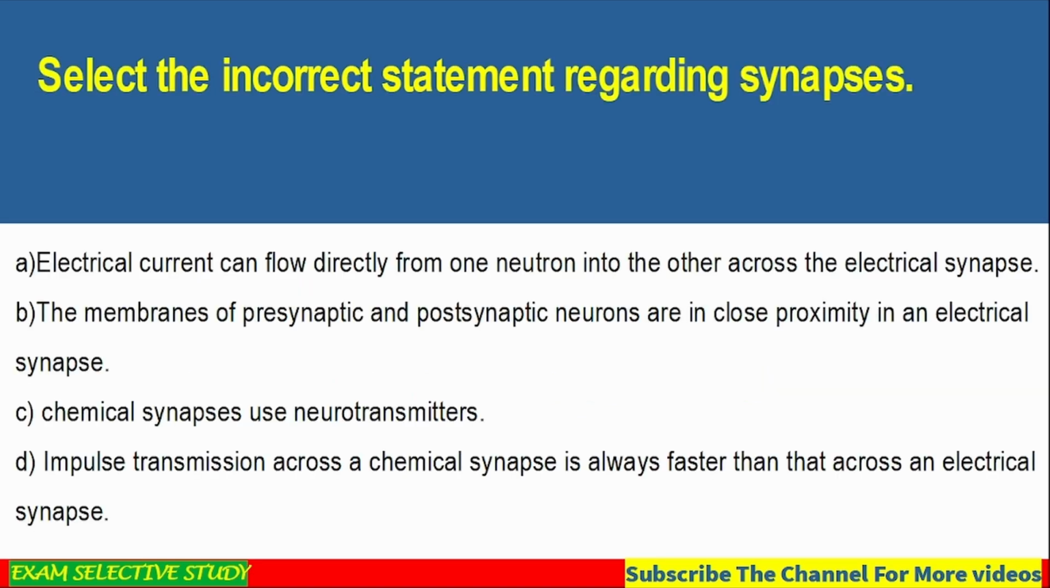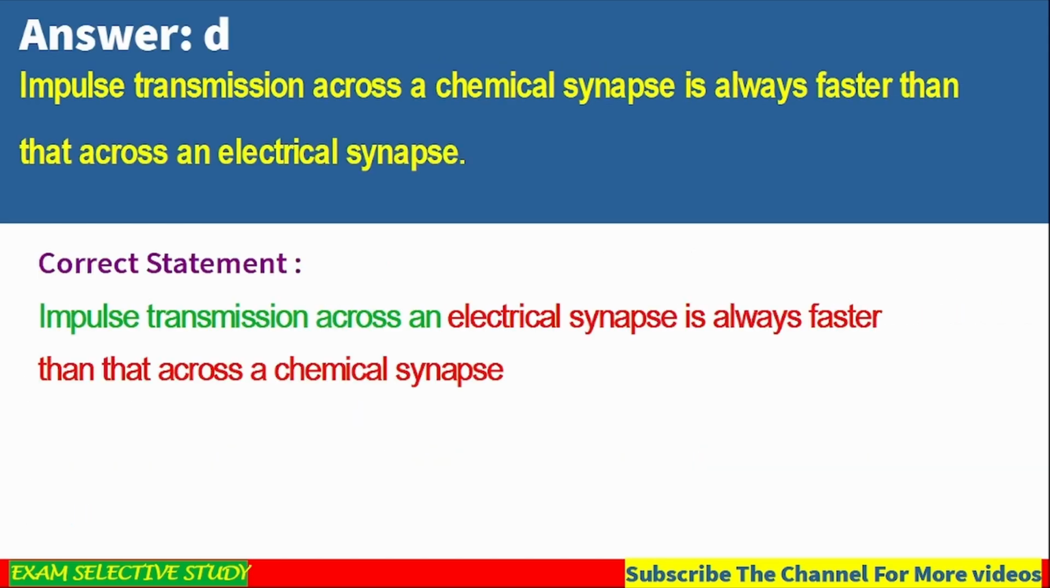അടുത്ത ചോദ്യം. Select the incorrect statement regarding synapses. Options: electrical current can flow directly from one neuron into the other across the electrical synapse. The membranes of presynaptic and postsynaptic neurons are in close proximity in an electrical synapse. Chemical synapses use neurotransmitters. Impulse transmission across a chemical synapse is always faster than that across an electrical synapse. Answer. Impulse transmission across a chemical synapse is always faster than that across an electrical synapse.